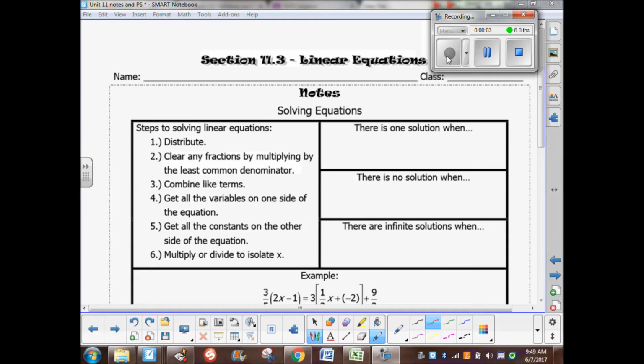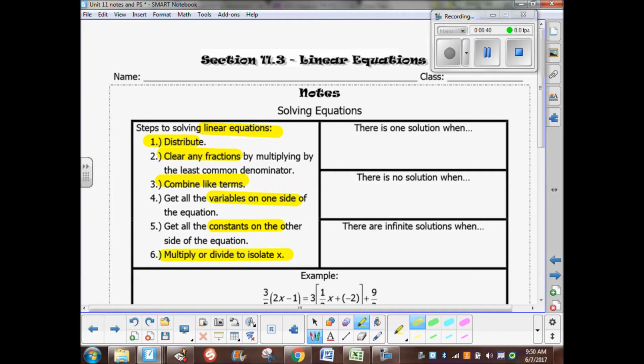Linear equations. Solving linear equations, you had to practice with that in our review quiz. The first thing we need to think about: distribute. Clear any fractions by multiplying by the least common denominator, so get rid of those fractions. Combine like terms. Get all the variables on one side of the equation, and all the constants on the other. Then multiply or divide to isolate x, meaning to solve for x.